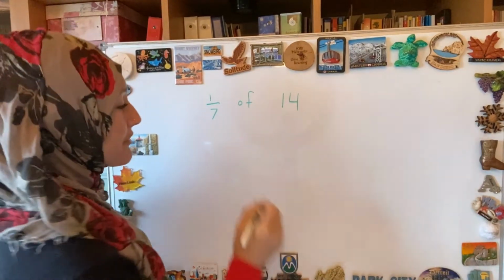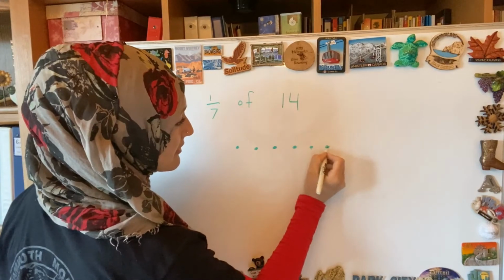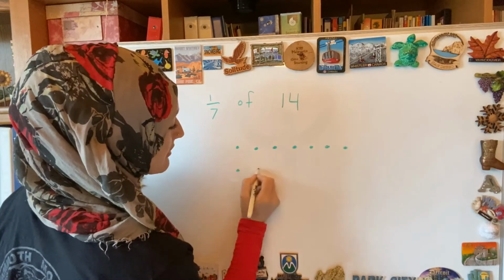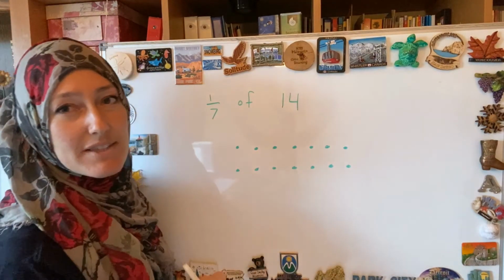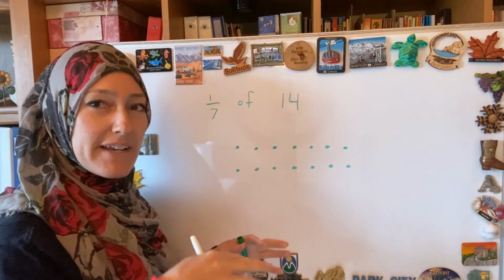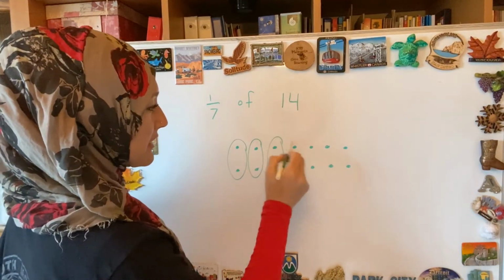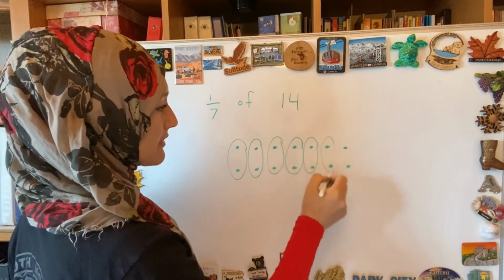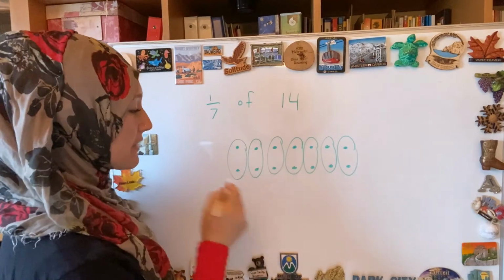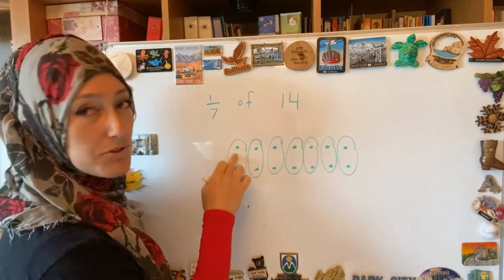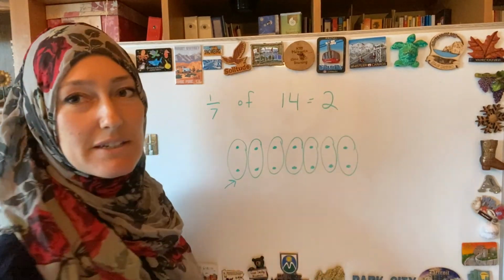Start by writing it down first. So I need to model 14. I know I need to have 7 groups. 14 divided into 7 groups. So 1, 2, 3, 4, 5. Okay. A unit fraction, 1 out of the 7. 1 group out of the 7. There's 2 in here. So 1/7 of 14 is 2.